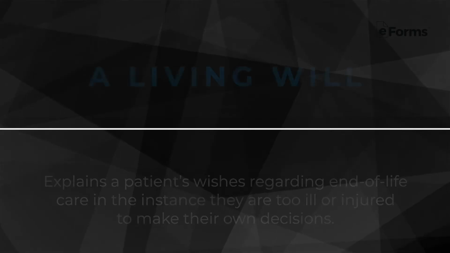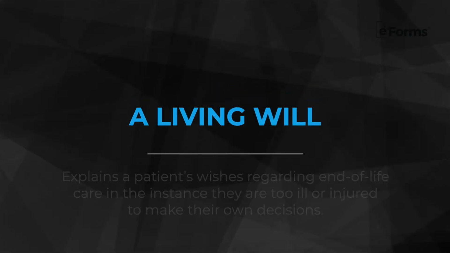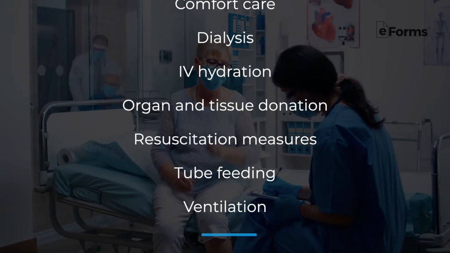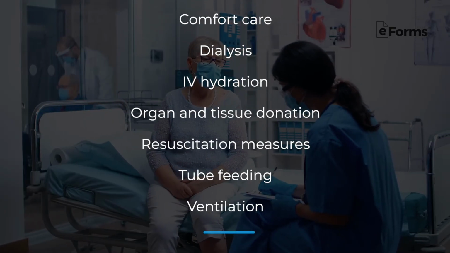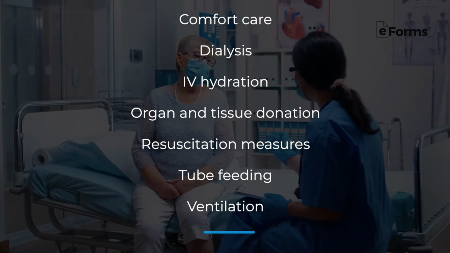First, a living will explains a patient's wishes regarding end-of-life care in the instance they are too ill or injured to make their own decisions. 2 physicians have to confirm the patient's incapacitation before the medical team can resort to the living will. They often address comfort care, dialysis, IV hydration, organ and tissue donation, resuscitation measures, tube feeding, and ventilation.